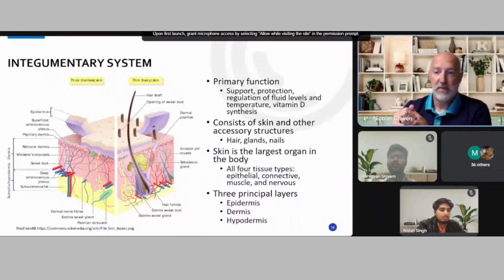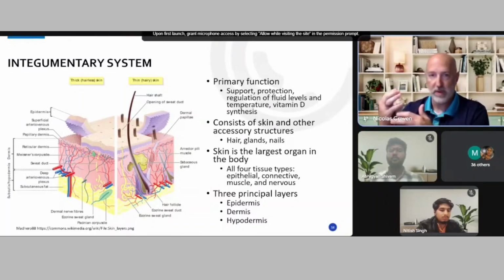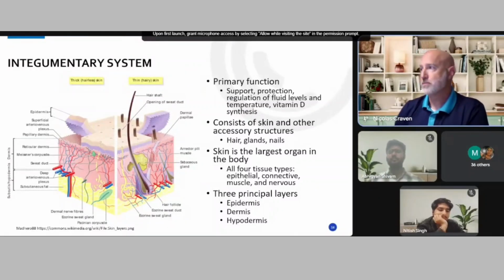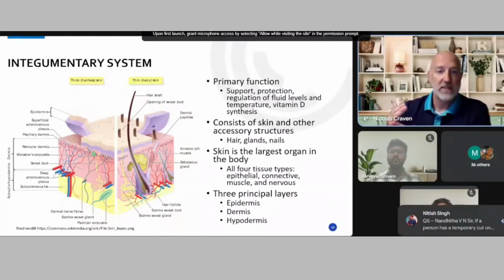And then vitamin D, we need vitamin D from the sun and various other things to help with synthesis, and it helps with calcium buildup and bone growth and whatnot. The integumentary system consists of skin, but it also has a few accessory structures, and that includes hair. There are also glands, which we'll talk about in a minute, and nails.